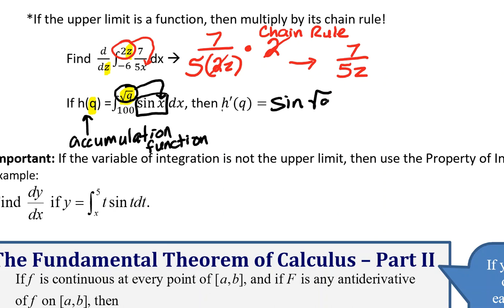So we'll have sine of the square root of q, and the square root of q has a chain rule, 1 over 2 square root of q. And you could move that term in front, or you could write it as a fraction. So either one of these choices, sine of square root of q over 2. Let me try to write that as a single fraction.